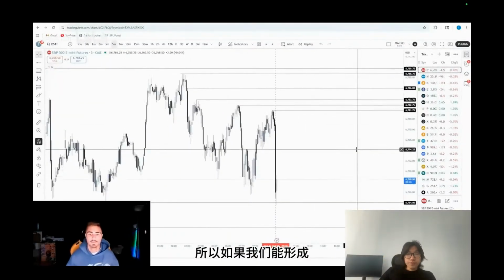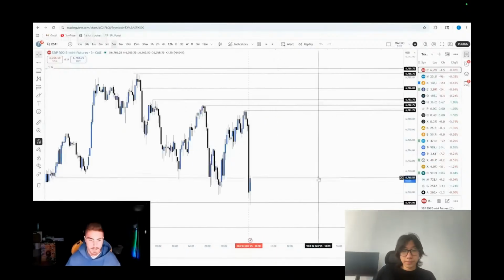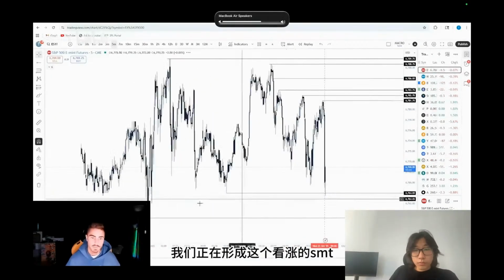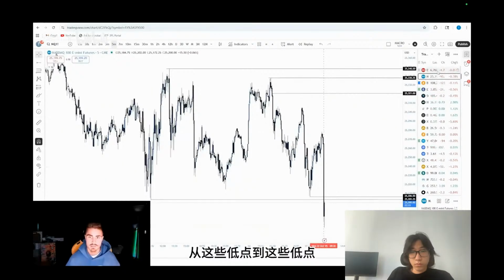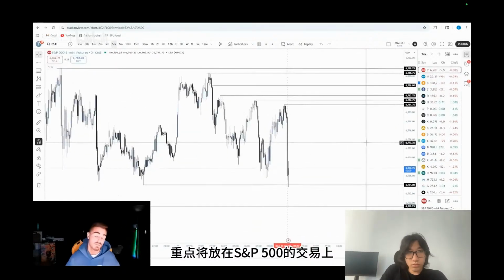Okay, cool. So if we can close this up candle, we're looking real good because then we're forming this bullish SMT from these lows to these lows, from these lows down to these lows. The focus will be to take the trade on the S&P 500.